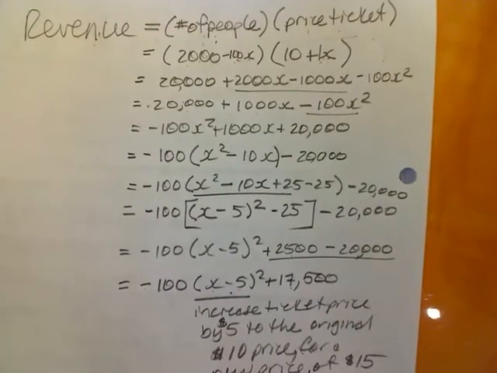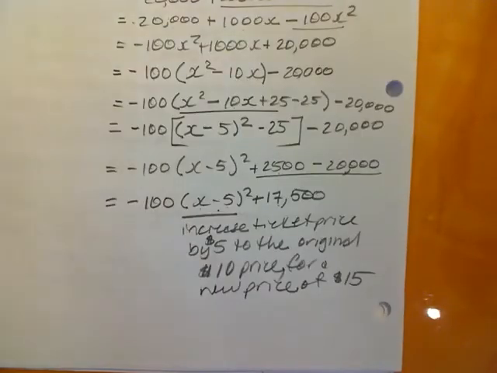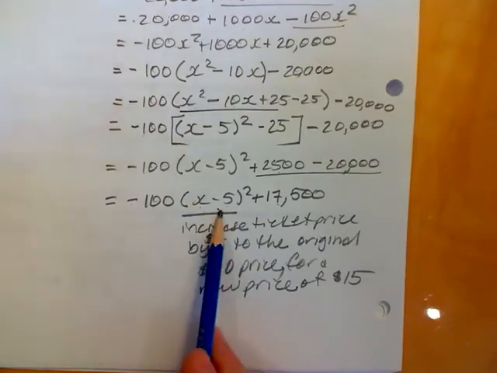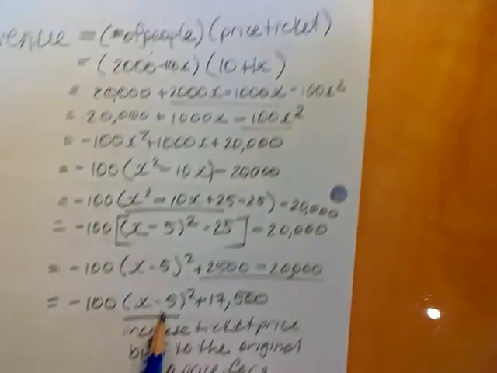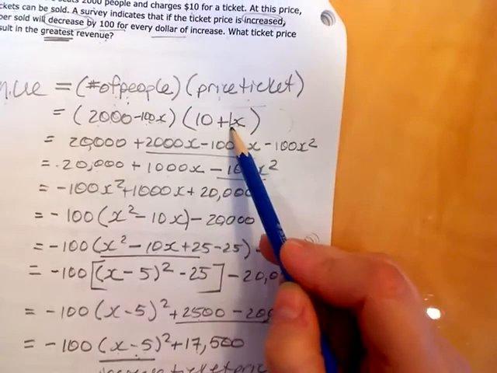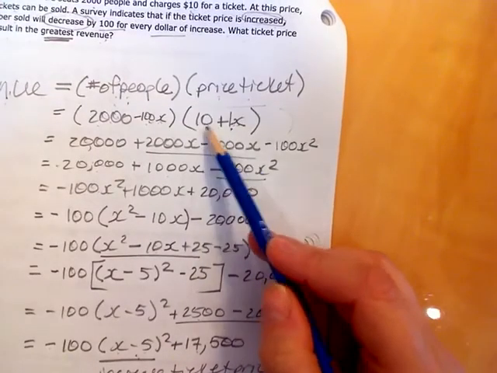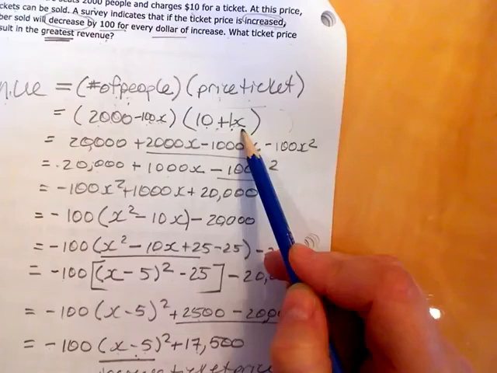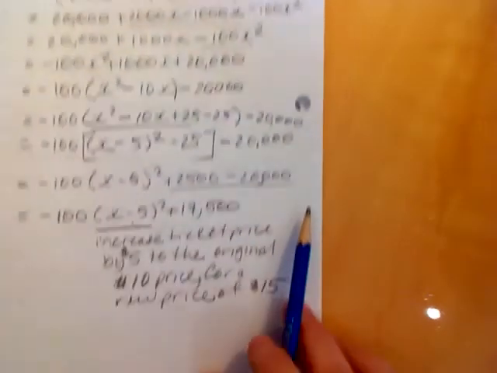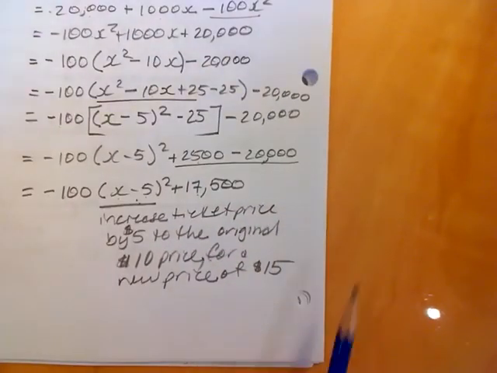So you have to be careful that you answer the question. They didn't ask how much did you increase? They asked what the new ticket price would be. So you have to take the increase of $5, add it to the ticket price, right? Because the price of the ticket is 10 plus the increase for a total of $15. There you go.